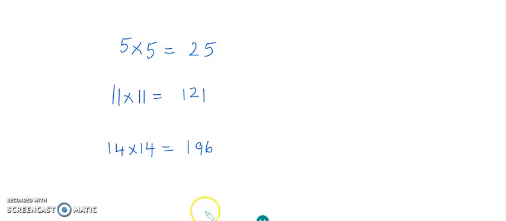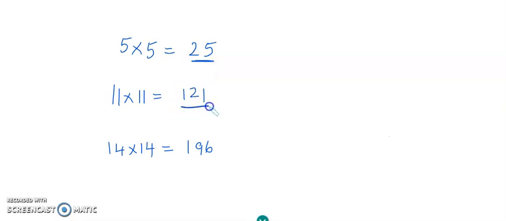Hello everyone. Do you remember these numbers? Yes. In the last video we learned about perfect squares. So here, can we say 25 is a perfect square? Yes, because it's 5 multiplied by itself. So 25 is a perfect square.